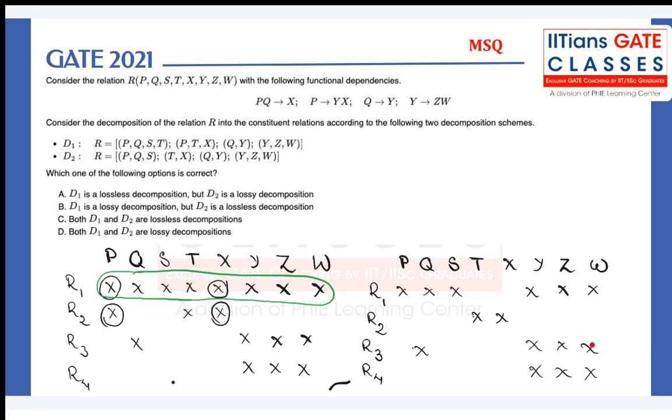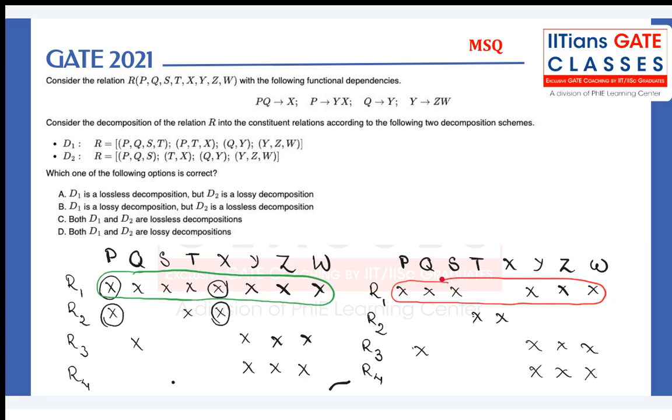PQ derives X. We see no two rows with PQ value as marked, so we'll proceed. YX, again we have no P value as marked. Q derives Y. We do have our two rows with Q value marked, but they also have the Y value marked as well. So I don't need to do anything. Y derives ZW. There is more than one row with Y value as marked, so ZW value I've also marked. Okay. Now there is no row in the entire table which has all values marked. It means it is a lossy decomposition. You can see, right? There is no row.